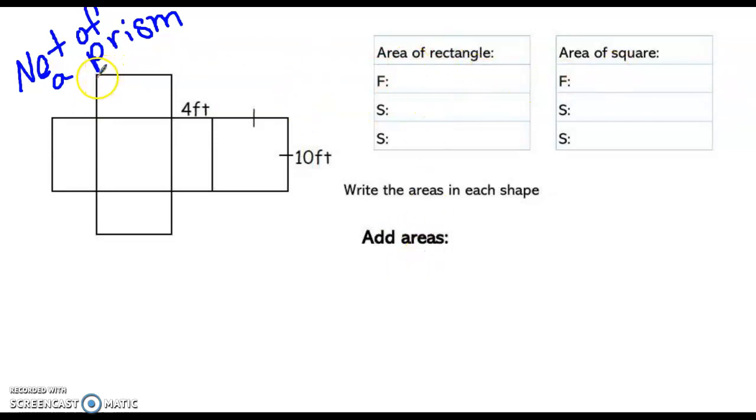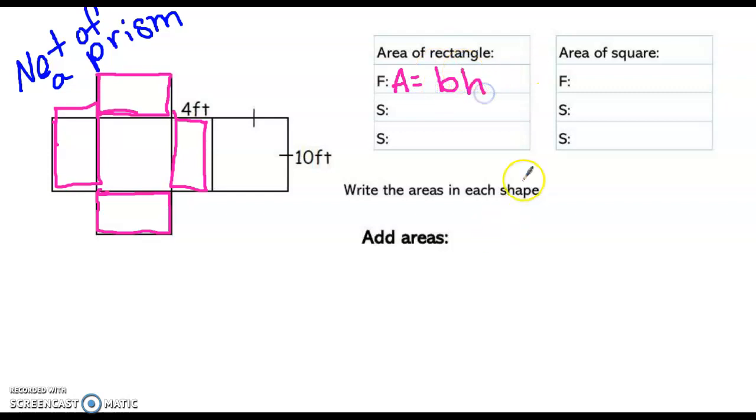We have this rectangle here, this rectangle here, this rectangle here, and this rectangle here. So the formula for the area of a rectangle, A equals BH.